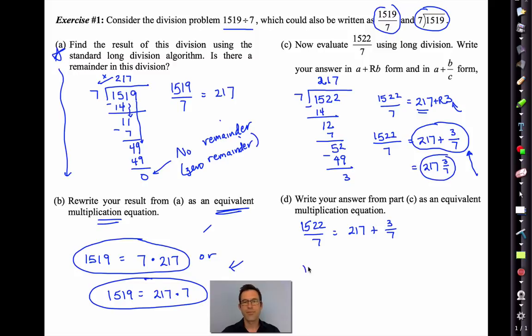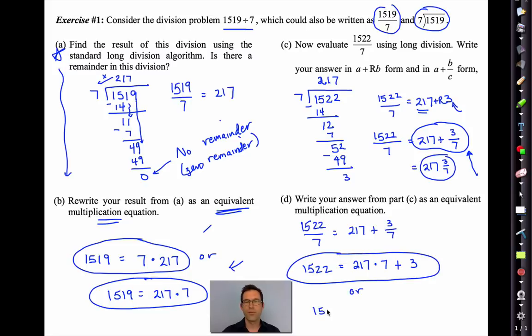Well, here it is. 1522 is equal to 217 times 7, but plus an additional 3, right? Or 1522 is 7 times 217, plus an additional 3.